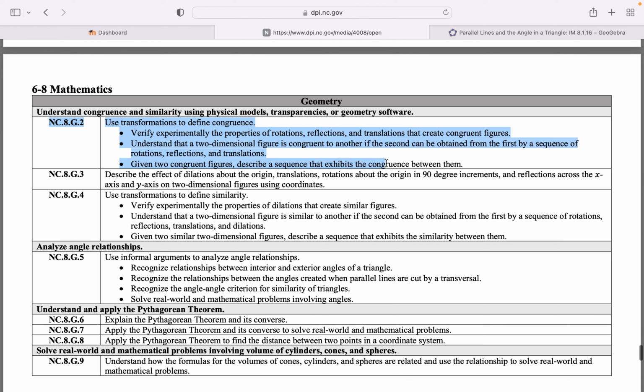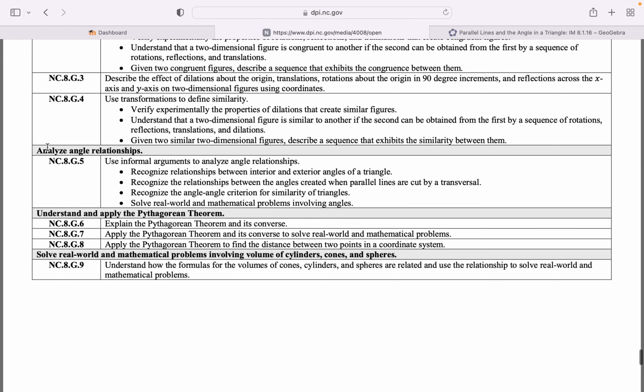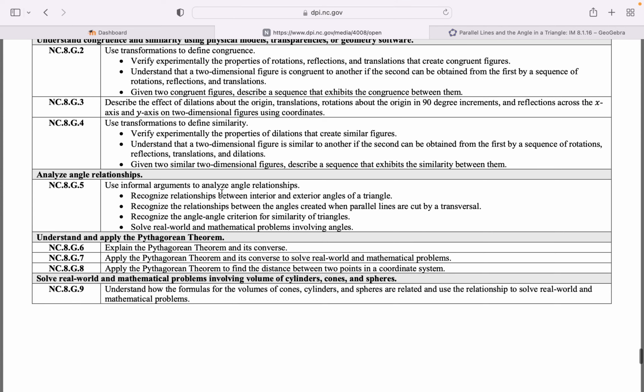It's just going to introduce the idea of congruence and rotations. And then we're going to see another one. This one's definitely more emphasized. We see the angle relationships in this standard, where students are going to be able to use informal arguments to analyze the relationships, such as interior and exterior angles, angles created with parallel lines cut by a transversal, and angle to angle criteria of similar triangles. Unfortunately, we did not see a real world problem. However, this probably meets the standard the best.